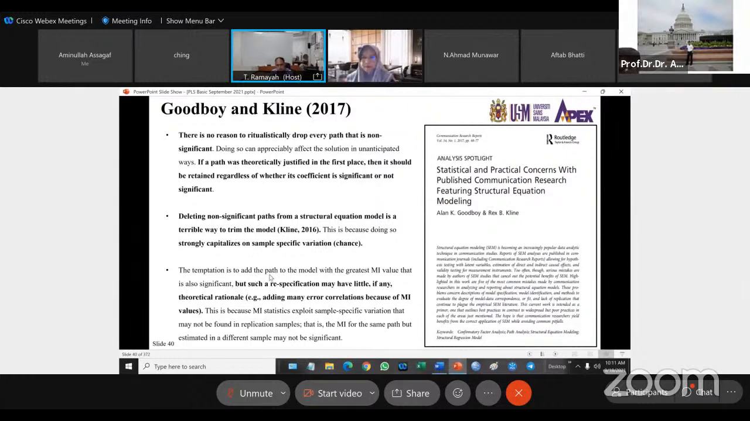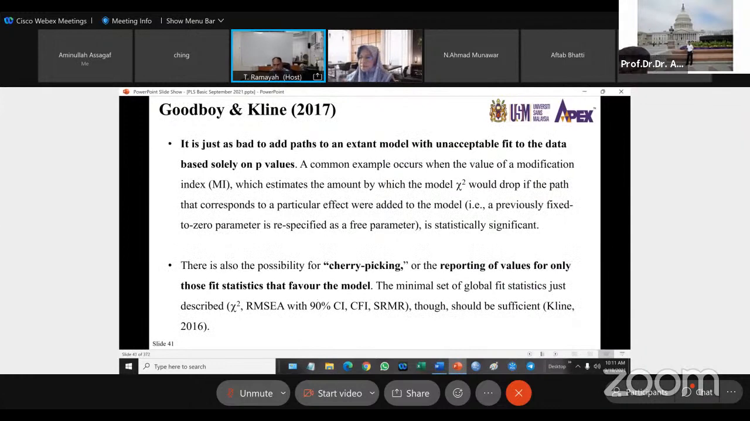The temptation is to add the path to the model with the greatest modification index value that is also significant. But such a re-specification may have little, if any, theoretical rationale, adding many error correlations because of MI. This is actually not recommended also. Okay. And we also have a term called cherry picking. When they report models in AMOS, they only report the nice values, the values that pass the cutoff value. The values that did not pass, they don't show. That's one of the practices called cherry picking. This is by Goodboy and Kline.